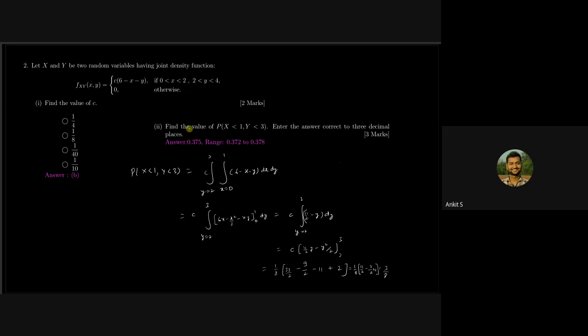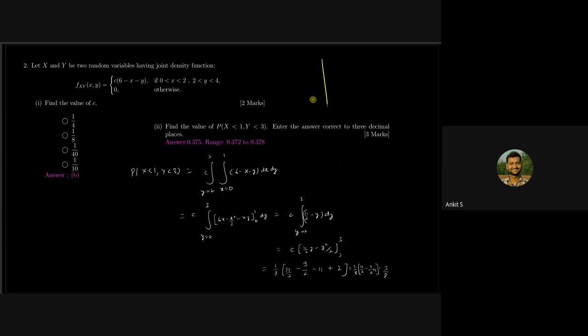But the second part of the question is more interesting. Here you have to calculate the probability that x takes a value less than 1 and y takes a value less than 3. So you have to calculate some joint probability. For that you will need the complete information about the joint density of x and y. You have already got the value of c from the first part, 1/8, so you can just put it here. These things must be very easy for you, I hope.